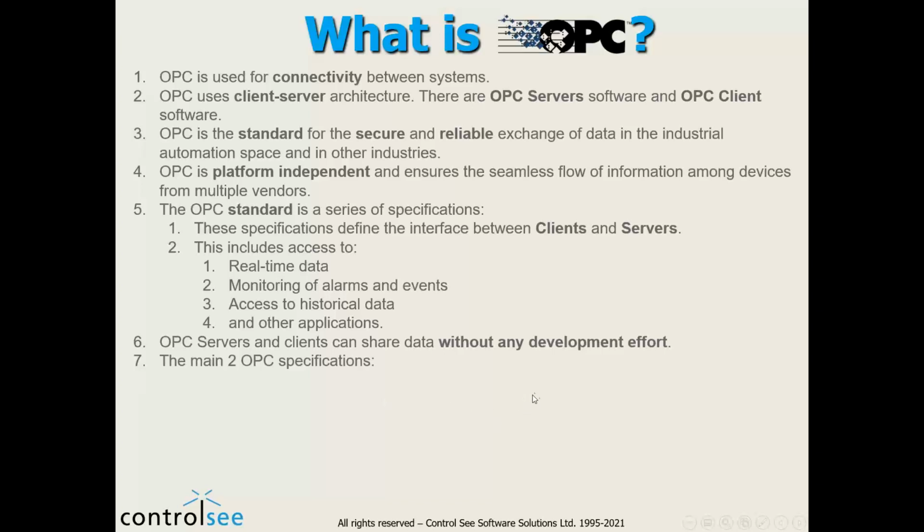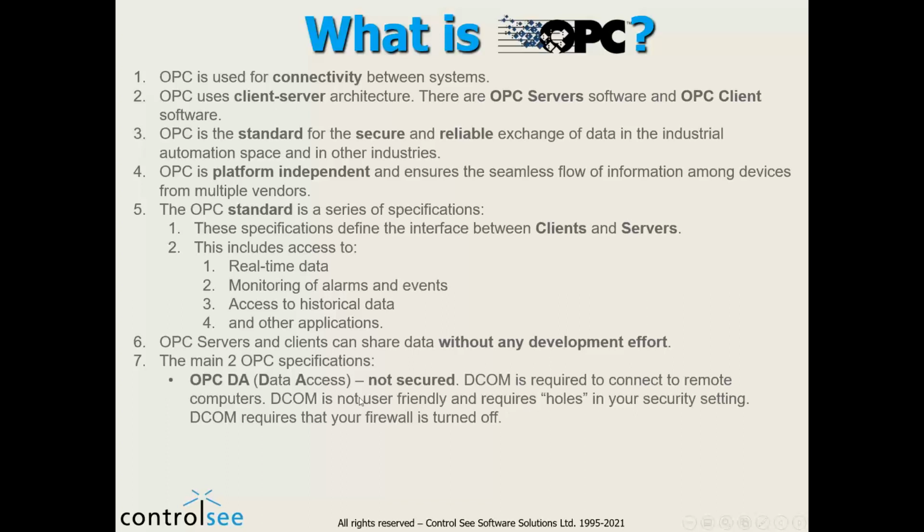There are two main OPC specifications. One is OPC DA. DA stands for Data Access, which is not secured. DCOM is required. DCOM is a protocol required to connect to remote computers. So if your OPC client and OPC server are not running on the same server, you need to set the DCOM settings and to open holes in your security. And DCOM requires that your firewall is turned off. So this is not such a good thing.